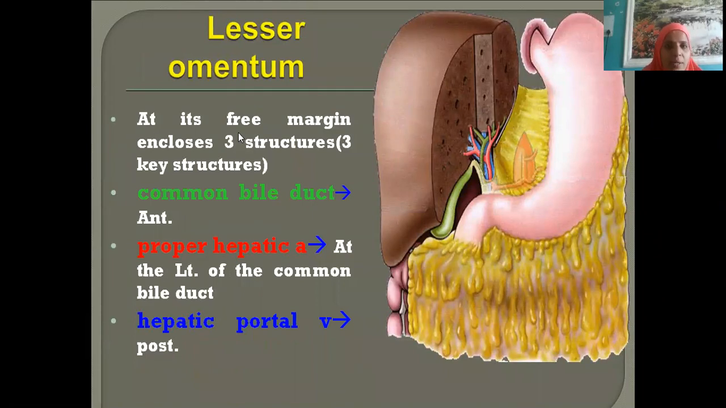So the lesser omentum at its free margin has three important structures. These are called key structures. What are those? Bile duct, proper hepatic artery, and hepatic portal vein. The anterior most is the duct, in the middle we have the artery, and posterior is the vein. Posterior to anterior we use this mnemonic, VAD. Those are the key structures we find at the right free margin of the lesser omentum.